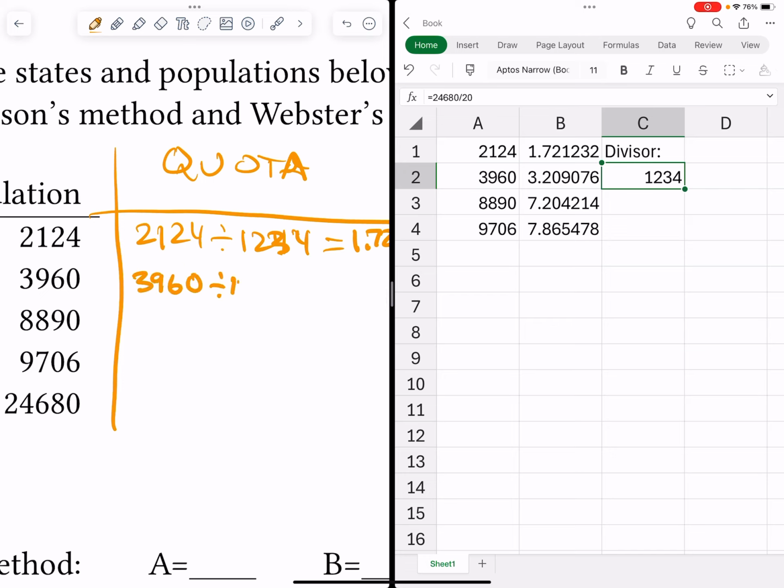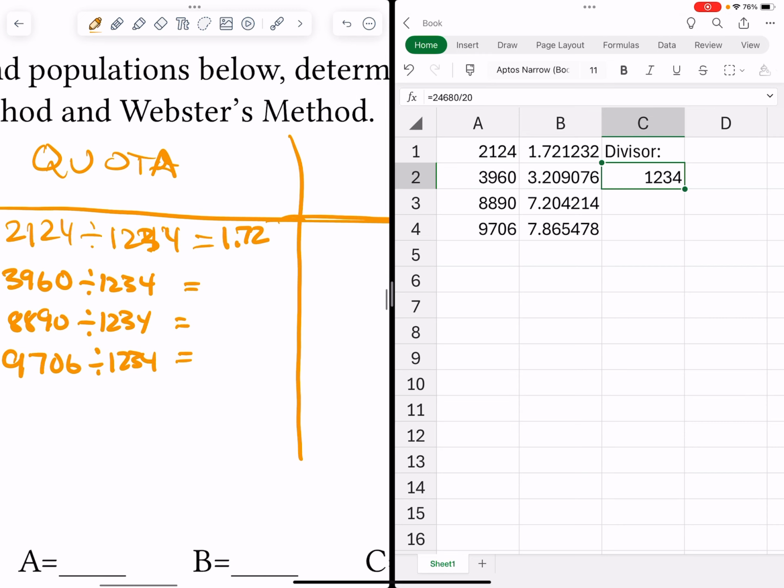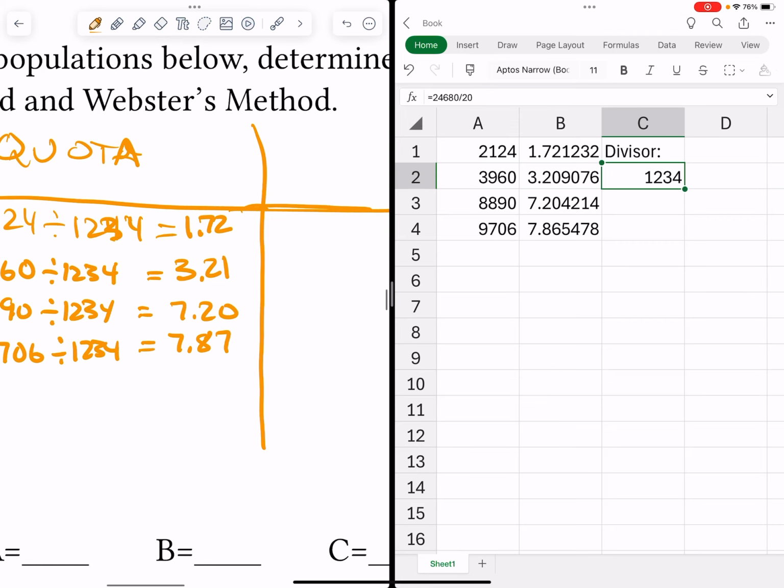3960 divided by 1234. 8890 divided by 1234. And 9706 divided by 1234. And as I mentioned, I've already done this over on the right because I didn't want to sit here fumbling with my calculator. 3.20, 7.20, 7.87. I think that will be sufficient.